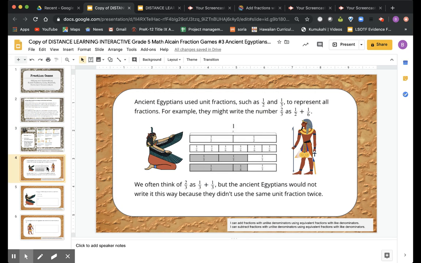In the challenge question this week, we're going to look at the ancient Egyptians, okay? And it says the ancient Egyptians used unit fractions, such as 1/2 and 1/3, to represent all fractions. For example, they might write the number 2/3 as 1/2 plus 1/6. We often think of 2/3 as 1/3 plus 1/3, but the ancient Egyptians would not write it this way because they didn't use the same unit fraction twice.